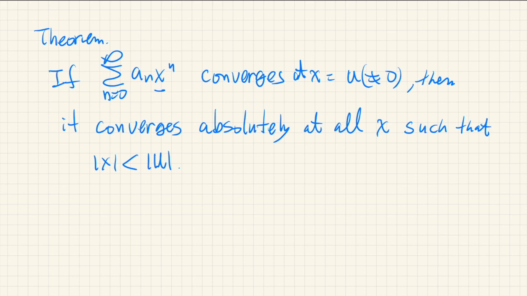Note that x is a variable, so it doesn't have any value yet. So if we specify some specific value u, such as 1 or 2 or whatever concrete non-zero real number, and if the series converges, then we can say that for all x whose absolute value is less than the absolute value of u, this series converges. So that's what this theorem says. So let's try to prove it. So here's the proof.